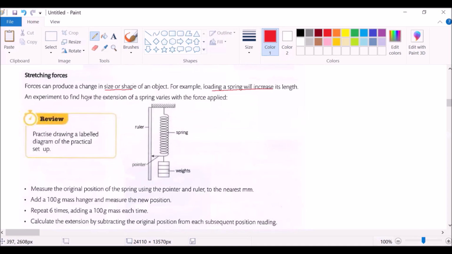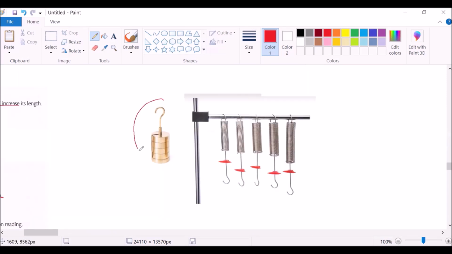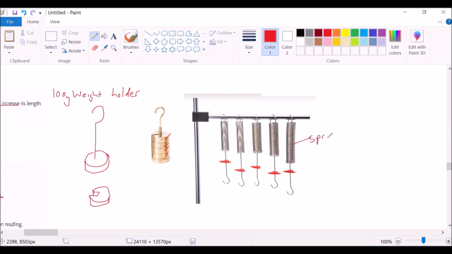An experiment to find how the extension, or the increase in length, of a spring varies with the force applied is shown below. So what we'll need is a weight holder. This is a weight holder which weighs 100 grams. And these are the 100-gram weights, which are metal discs that will be slotted into the weight holder. We would need one spring with a pointer and a rule to measure the extension.